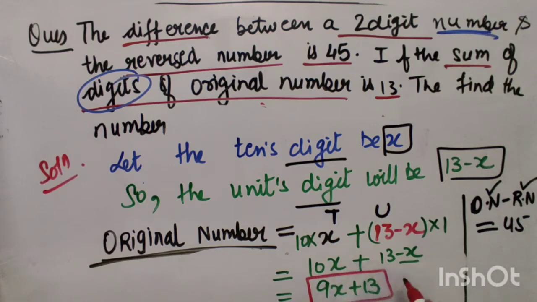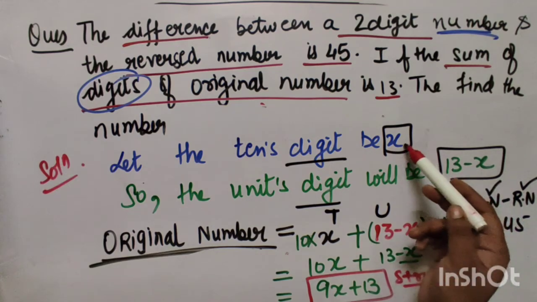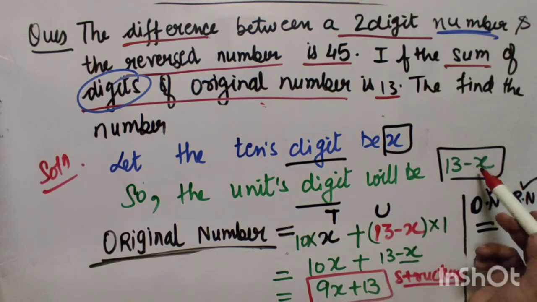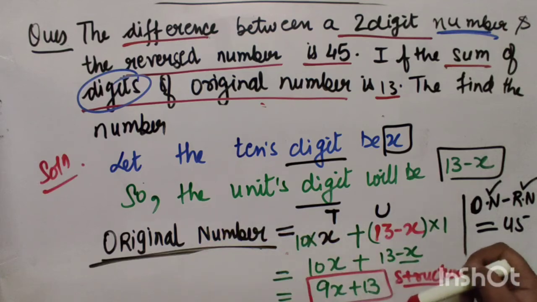So this is the structure of the original number, in terms of variable, because we do not know the digits themselves. So definitely our number will also be in the unknown quantities form. So we have found our original number. Now let's move forward to find out the reversed number.